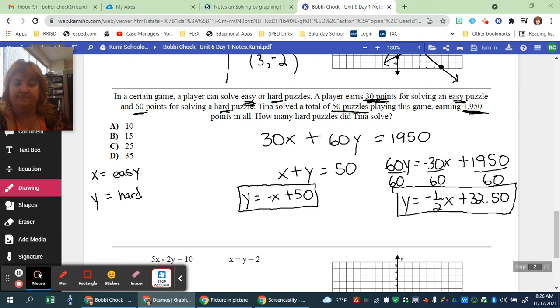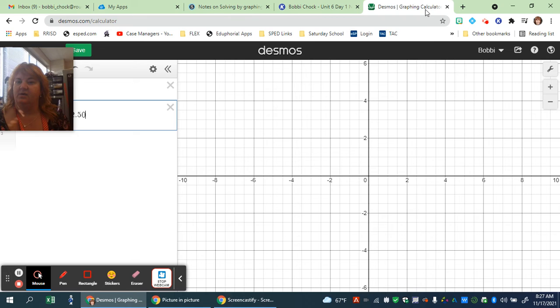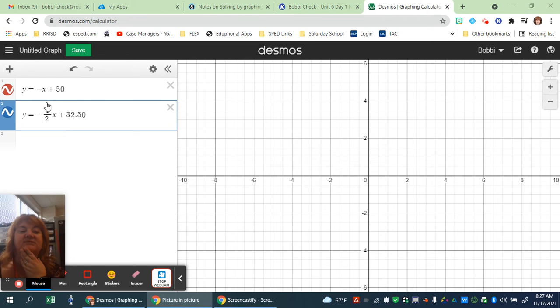y equals negative 1/2 x plus 32.5. Okay, let me put it over here now. There we go. So I put both of them in. y equals negative x plus 50. y equals negative 1/2 x plus 32.5.